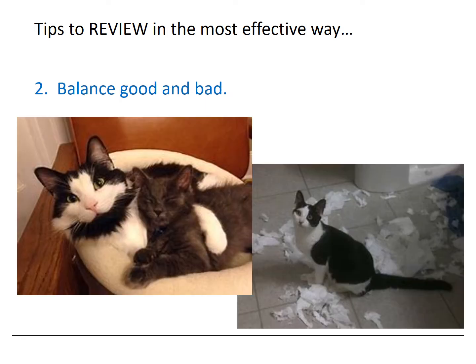Tip number 2 is to balance the good with the bad in review conversations. It's very rare that an employee is either 100% good or 100% bad. Effective managers will balance the big picture message and leave the employee with some positive feeling about the things that have gone well and with some understanding of the things that have not gone so well.